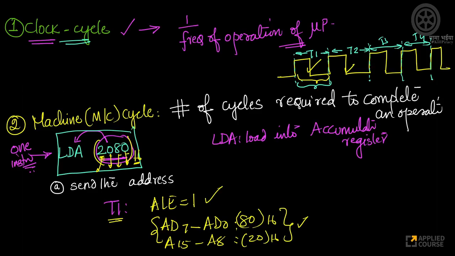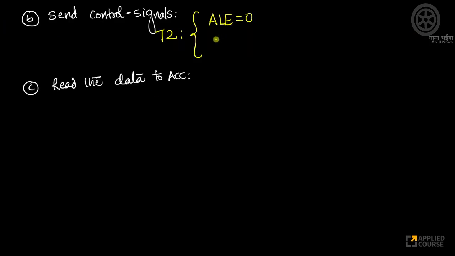So what does this do? It says load into accumulator. So I want to read this data. Because I want to read the data, what should I do now? My read pin, because it's an active low pin, I'll make it equal to 0. So my read pin equal to 0 means I want to read the data. This is on the chip.